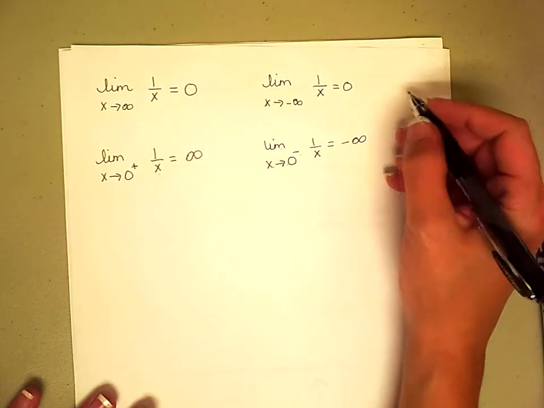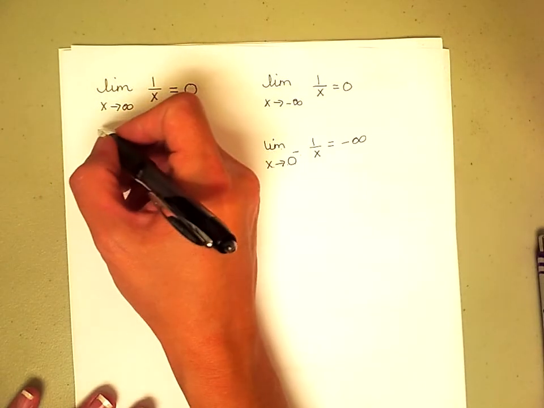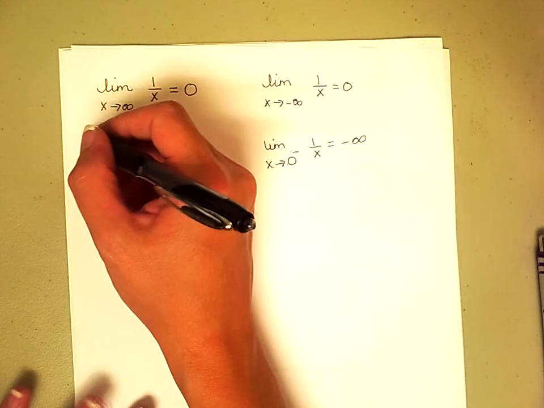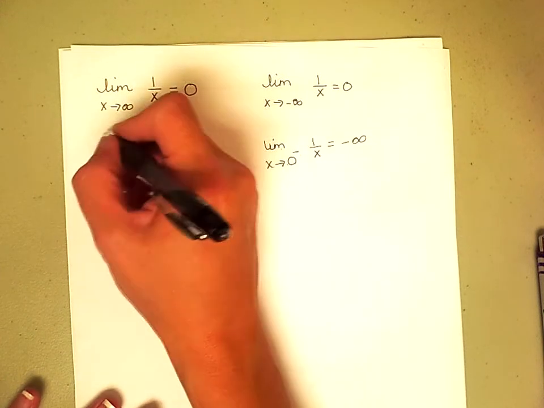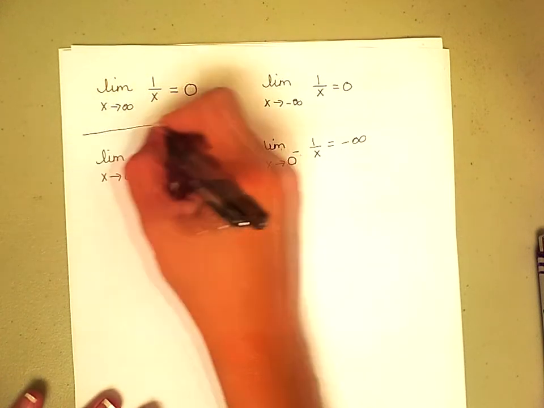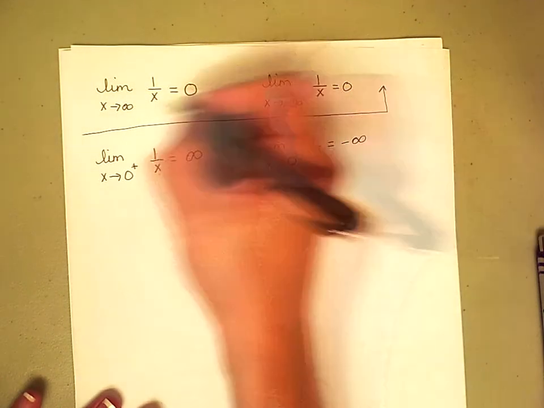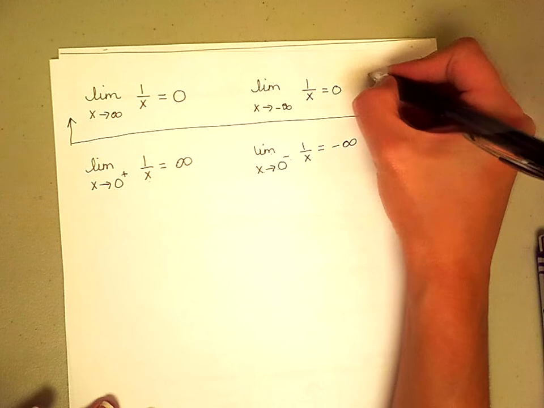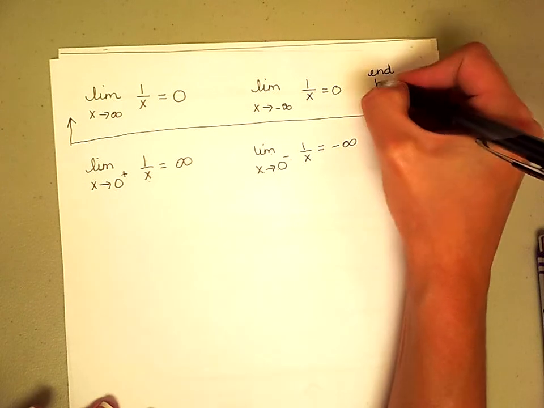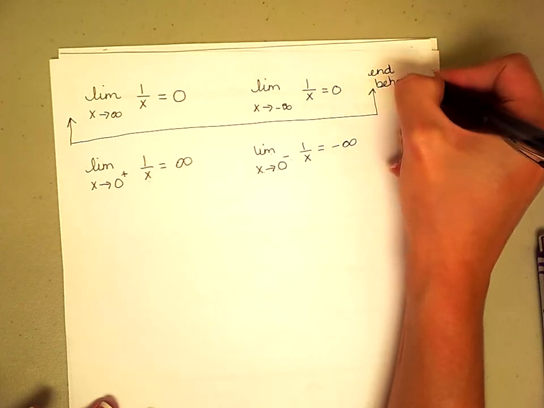So these two limits, as we talk about positive and negative infinity, really talk about the end behavior of the graph, which we will talk about more.